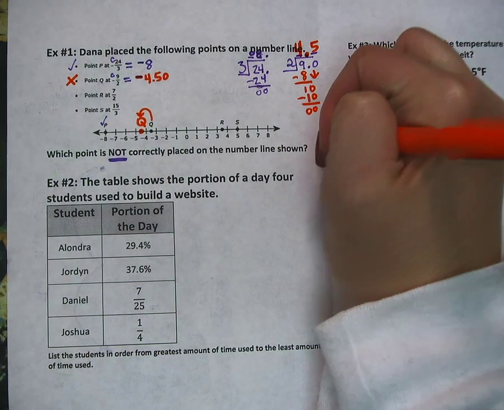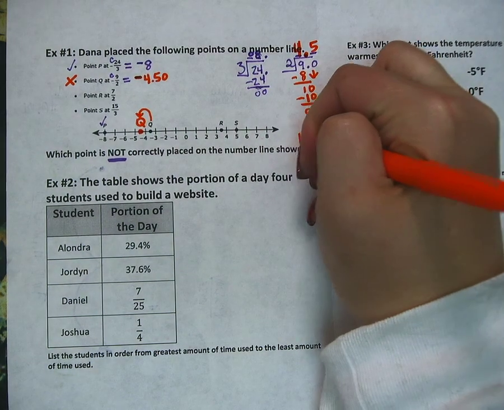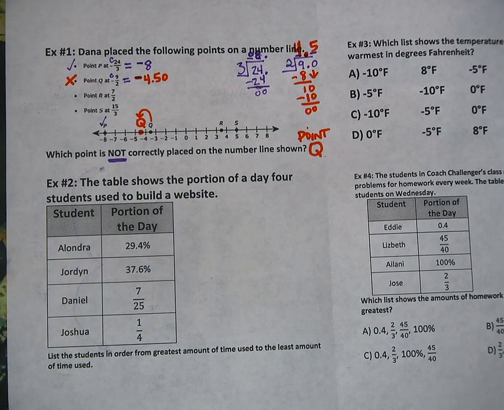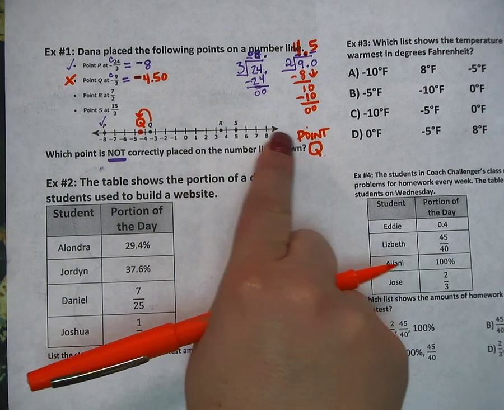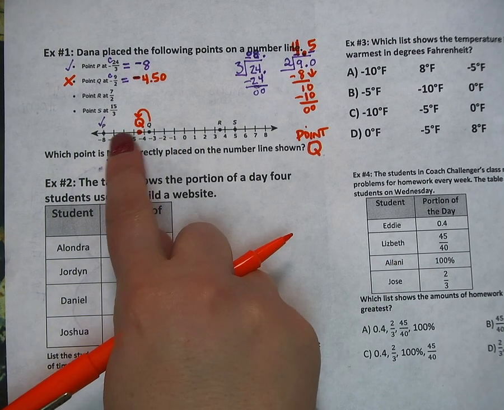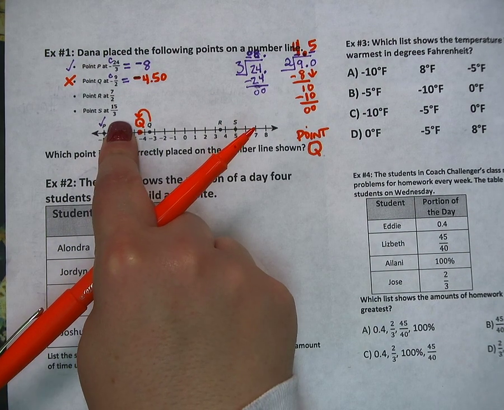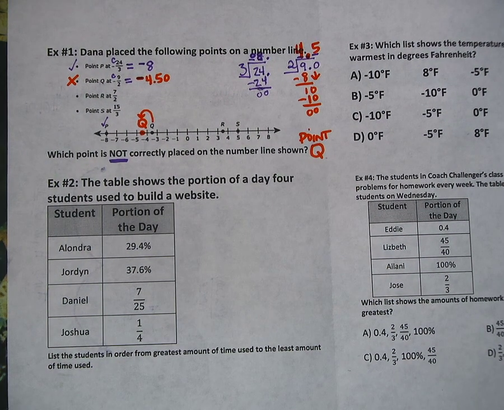So which Q is incorrect? I mean, which number is incorrect? Which point is incorrect? That would be point Q is not in the correct spot. And that's kind of how we look at it. So positives count forward and negatives count backward. All right. And so we could keep going and double check these, but just for the purposes of the time for the notes, I'm going to move on.